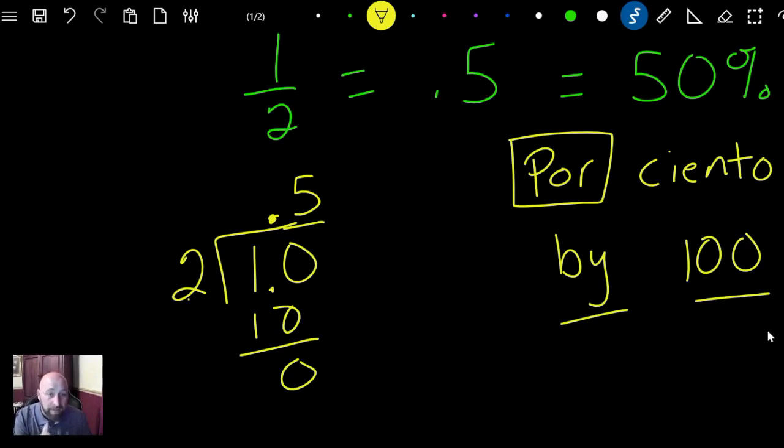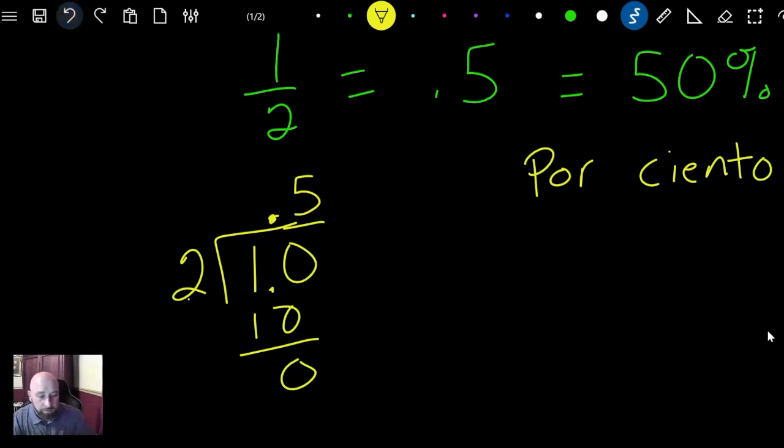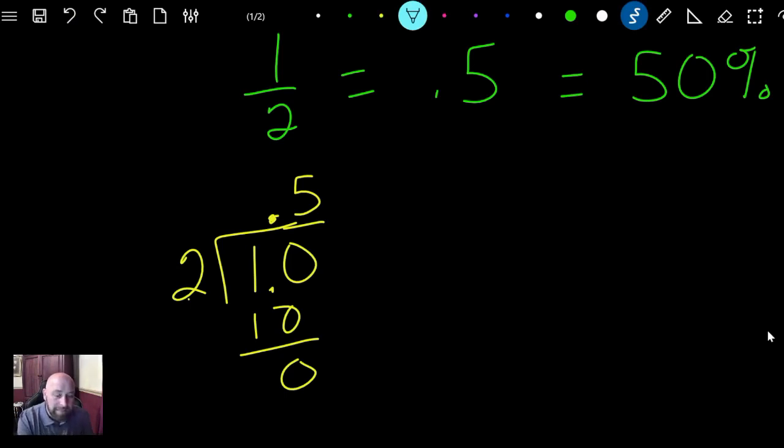Okay, and so that's what this is. We are going to divide it by 100. So in other words, it means hundredth. Watch what I do. I'm going to take this decimal and I'm going to move it 2 places. 1, 2. I'll put a 0 in there, and then I'll put my por ciento by 100 sign. And you said, I don't understand what you're doing by 100. Okay, when we multiply or divide by 100, we just move the decimal.